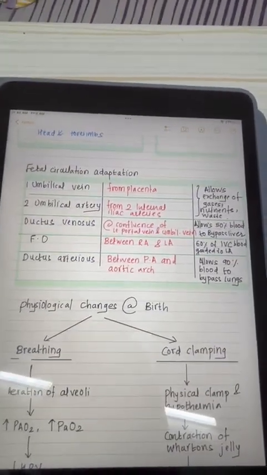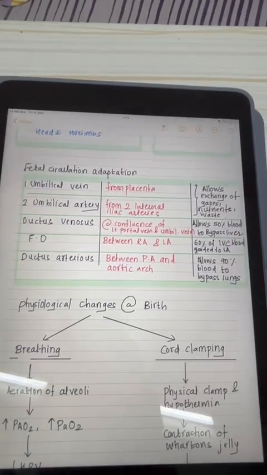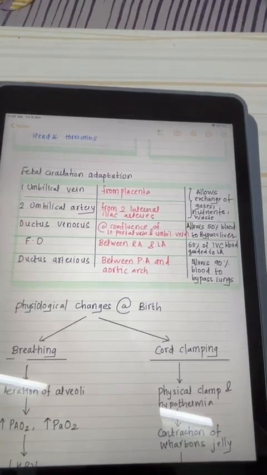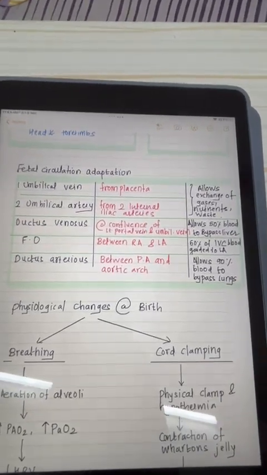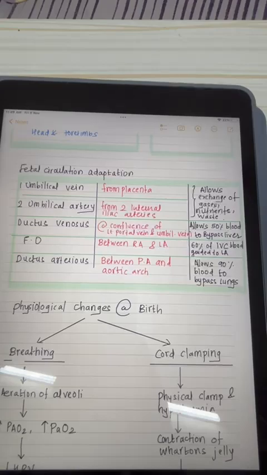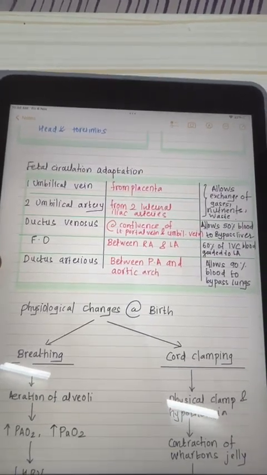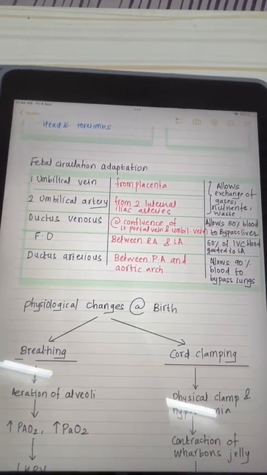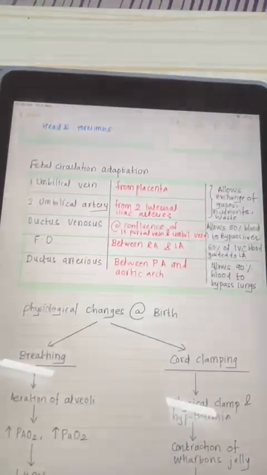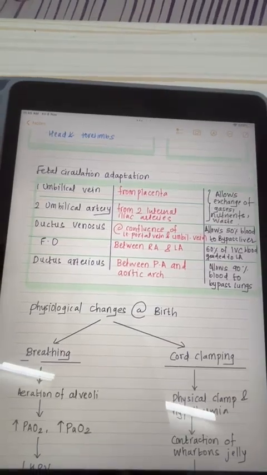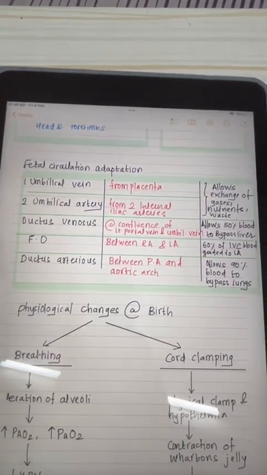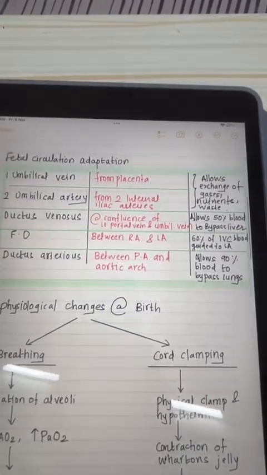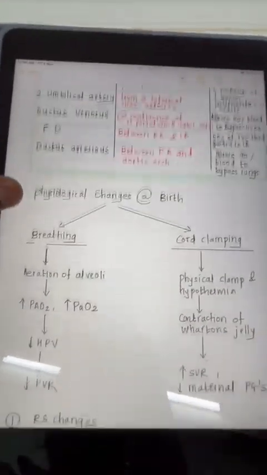Foramen ovale is a hole between the left atrium and right atrium. Around 60% of blood coming from the IVC is guided to the left atrium by the crista terminalis via the foramen ovale. Ductus arteriosus is the communication between the pulmonary artery and aortic arch. It allows 90% of blood to bypass the lungs and go directly to the lower extremities.